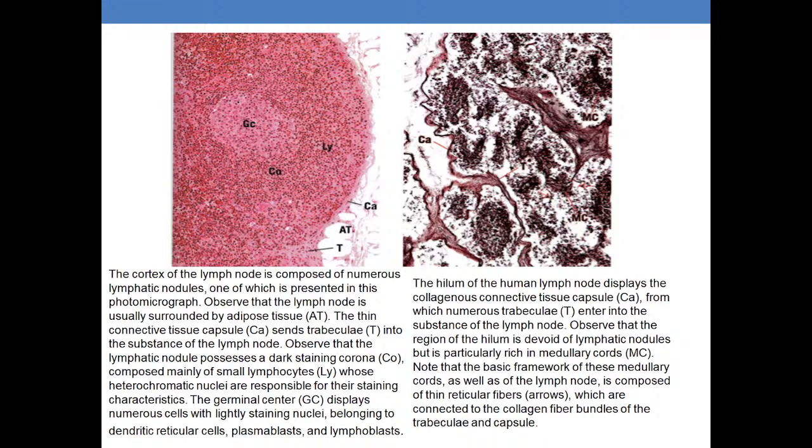The hilum of the human lymph node displays the collagenous connective tissue capsule from which numerous trabeculae enter into the substance of the lymph node. Observe that the region of the hilum is devoid of lymphocytic nodules, but is particularly rich in medullary cords. Note that the basic framework of these medullary cords, as well as the lymph nodes, is composed of thin reticular fibers, which are connected to the collagen fiber bundles of the trabeculae and capsule.